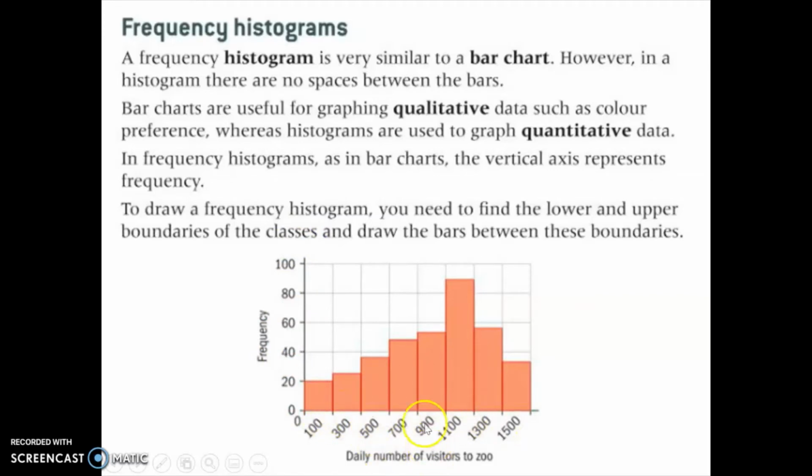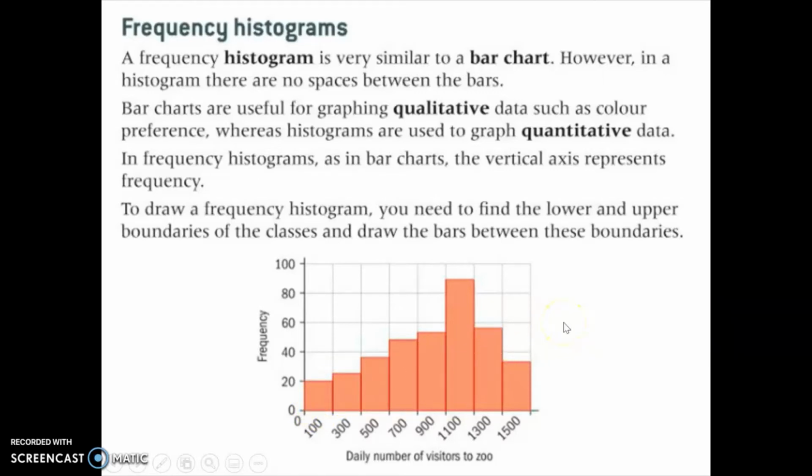So again, this is our daily visitors to the zoo. We can see this is a histogram because, as I said, in a histogram there are no spaces between the bars. You can see the bars just line up beside each other. And the reason for that is because this is a continuous variable here, right? Remember, we have discrete and continuous variables. This is continuous. The number of visitors can take on any value, therefore the bars are connected, right?